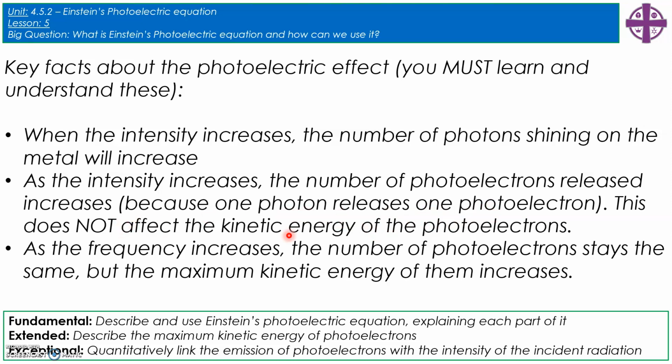This does not affect the kinetic energy of the photoelectrons. Intensity has no impact on the kinetic energy of the photoelectrons. Intensity only affects the number of photoelectrons you release. To change the kinetic energy of the photoelectrons, you need to increase the frequency. So as the frequency increases, the number of photoelectrons stays the same, but the maximum kinetic energy of them increases.